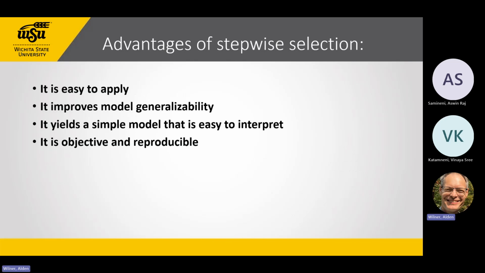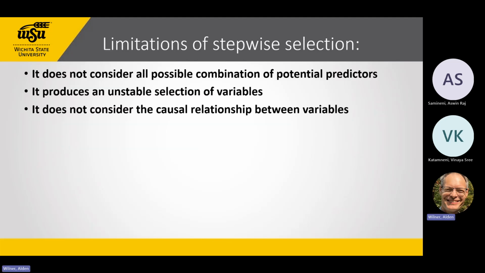Advantage of stepwise selection, it's easy. You just say, I want to set my threshold, go. It improves the generalizability of your model. It yields a simple model. It's objective. It's reproducible. Limitations. It doesn't consider all possible combinations of potential predictors.